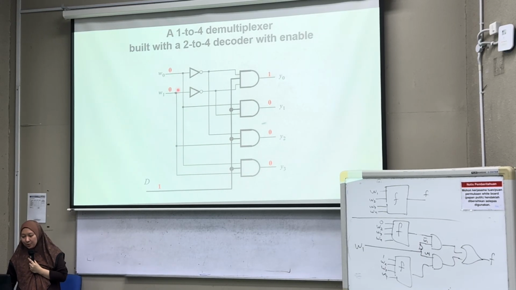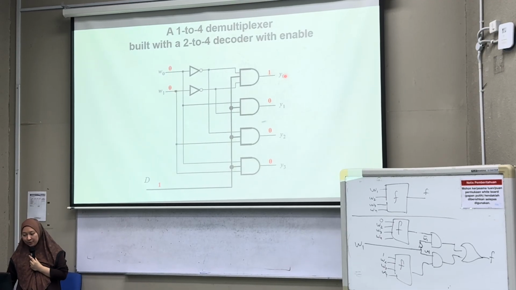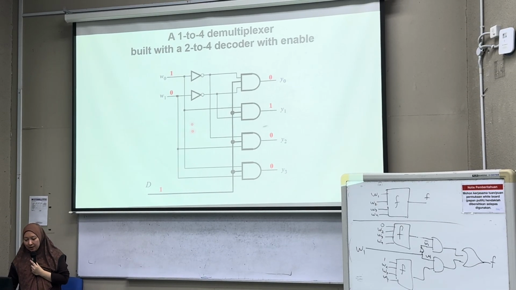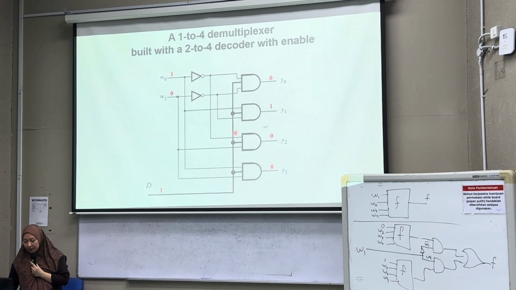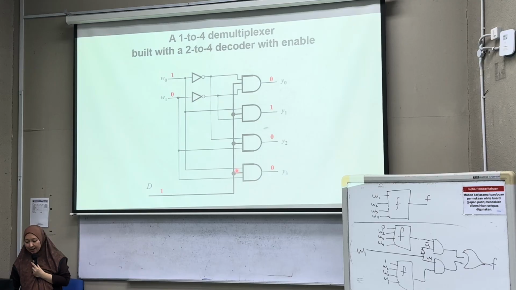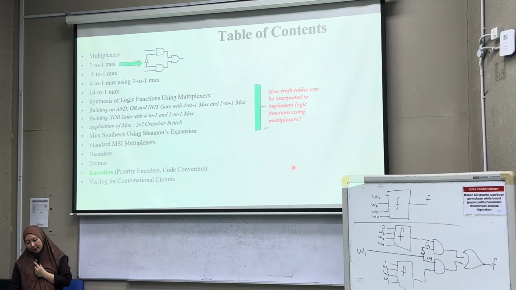So when it's 0, 0, Y0 will be equal to the data input. When you have a 0 at the data, you put 0 everywhere. Here, when it's 1, 0, this data line will be sent to Y1 and so on. When it's 1, 1, this data line will be sent to Y3. Alright, so a bit more.